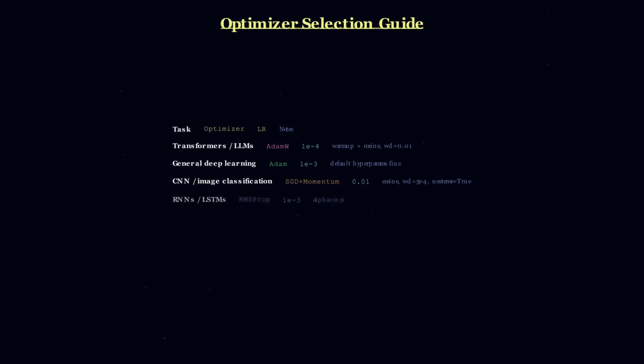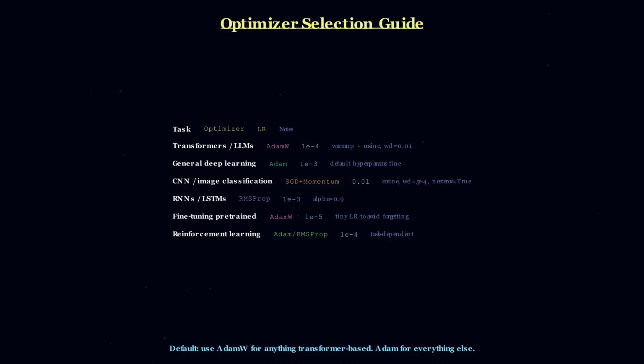Optimizer selection guide. One table, every use case. Transformers and LLMs: AdamW with cosine decay and linear warmup. This is not negotiable. It's the result of years of LLM training research. General deep learning, CNNs, MLPs: Adam. Default hyperparameters work 90% of the time. Start here for any new task.